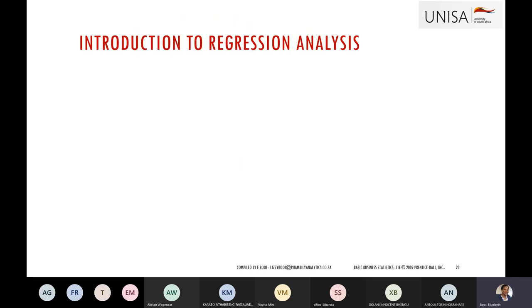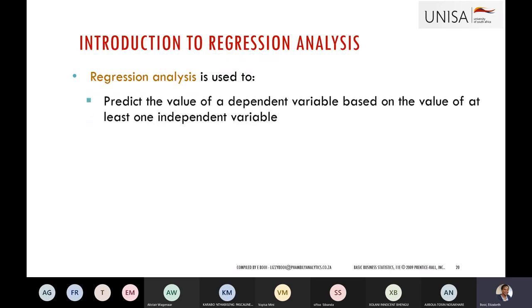Then we went on and dealt with regression analysis, the least squares regression. And we explained what regression is, because regression is a method that we use to predict a value of your dependent variable based on the value of your independent variable. And since we're only using one independent variable in this instance, we're not doing a multiple regression. You're only looking at one dependent variable and one independent variable.